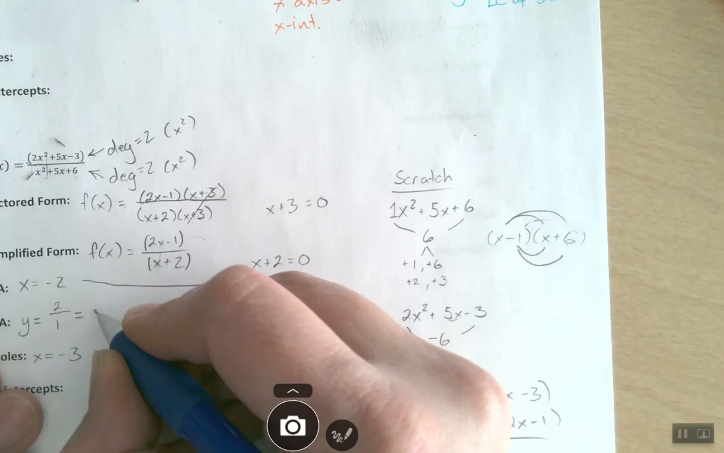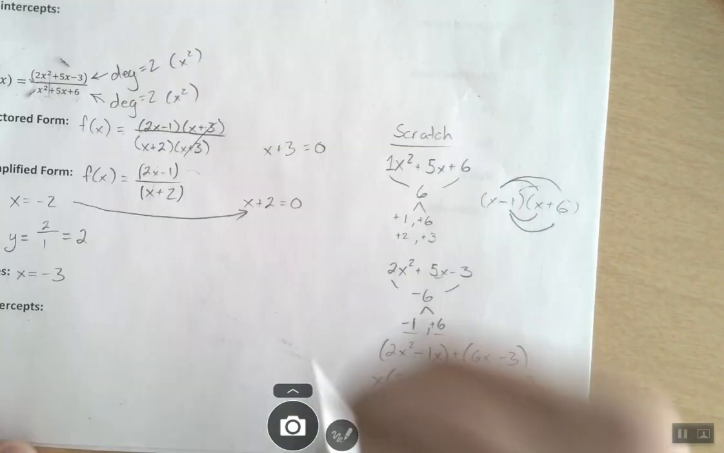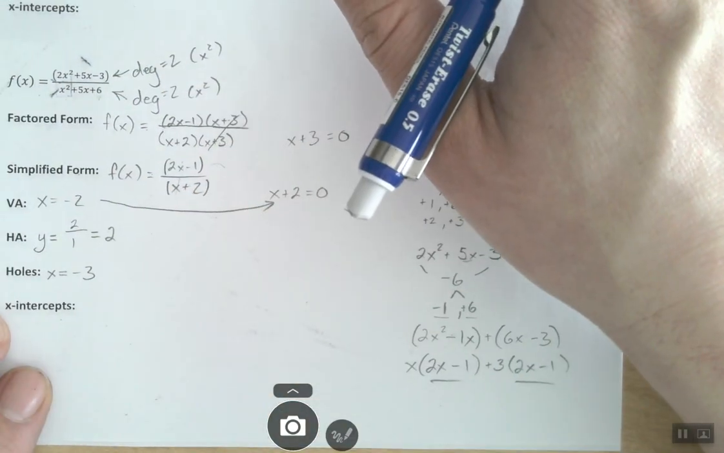I'm going to write one more. What's 2 over 1? 2. Yep, yeah, I'm okay with going there. Okay, we almost have everything. X-intercepts.